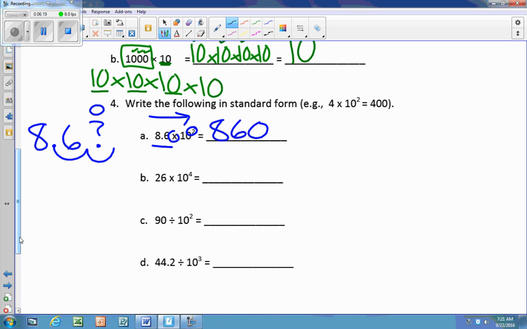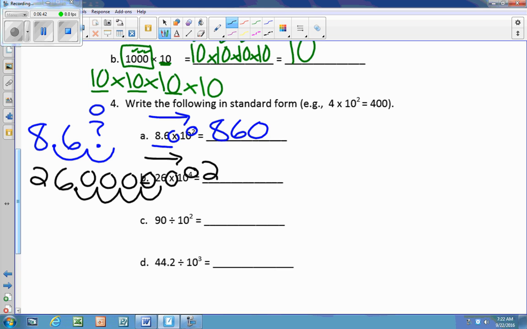Next, I'm going to take question B. I have 26. I'm going to rewrite it to give myself more room again. I'm going to say, where is the decimal to start? I don't happen to see a decimal. Decimals are always to the right in a whole number. I'm going to have to jump 4 times. Since I'm multiplying, I'm going to have to go to the right. So I go 1, 2, 3, 4. I have to fill all of those in with zeros. And I end up with my answer of 260,000.